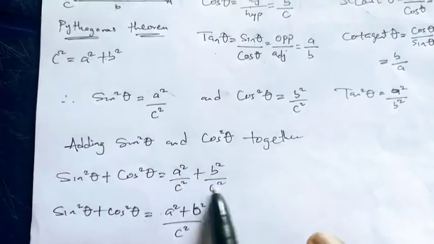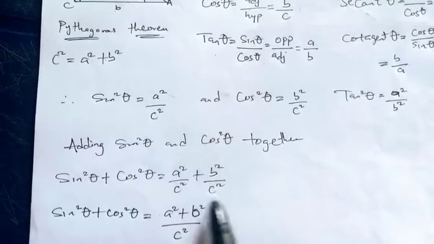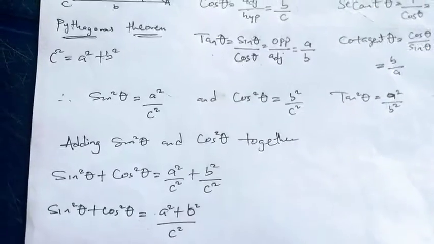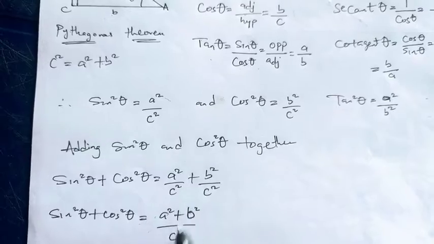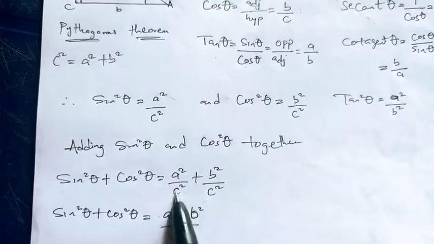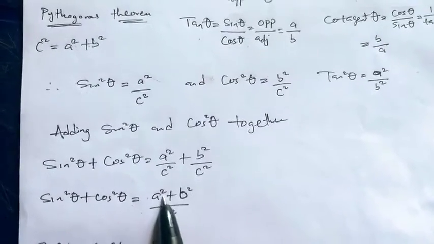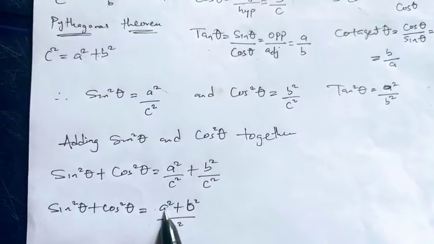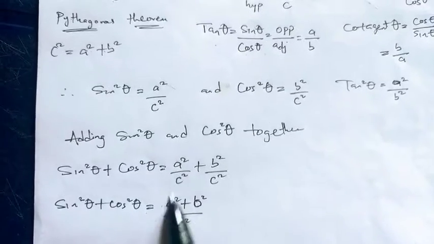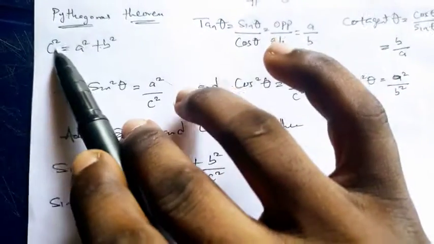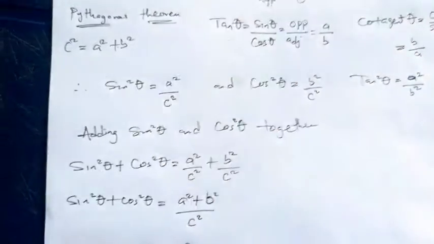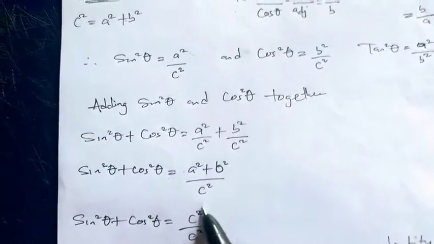Now, since both of them have the same denominator, it's easy to add up. And we can see from the Pythagorean theorem that a squared plus b squared, which is what I have in my numerator here, is simply equal to c squared. So I replace that with c squared. Dividing c squared by c squared, I will have 1. And this is known as the Pythagorean identity.